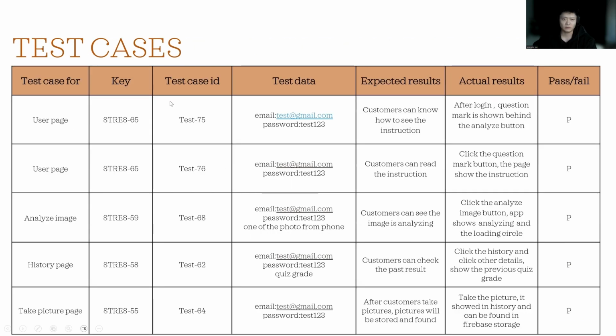Now the test cases. I will tell the first two for example. The first one is a test case for the user page. The key is StressOut and the ID is test75. And here is the test data. The expected result is customers can know how to see the instruction. The actual result is after login, the question mark is shown behind the Analyze button. Passed.